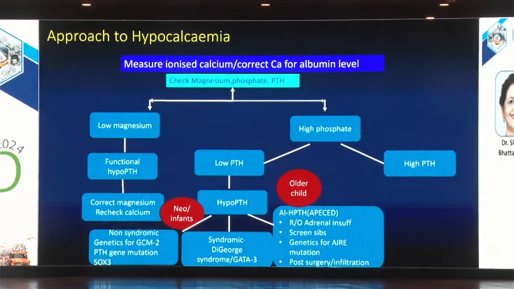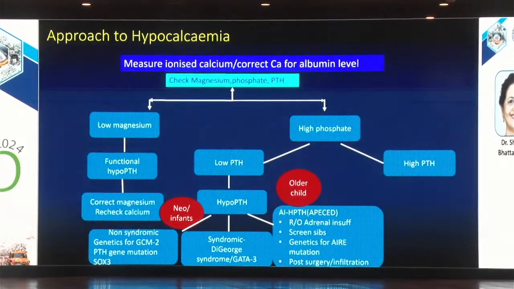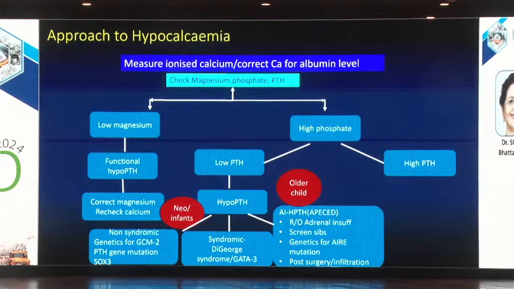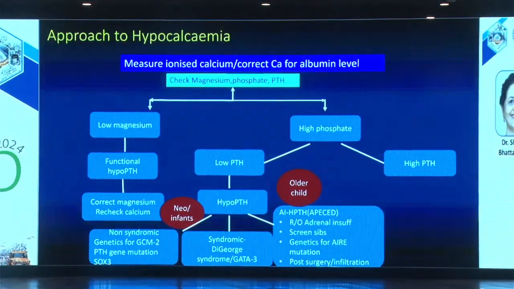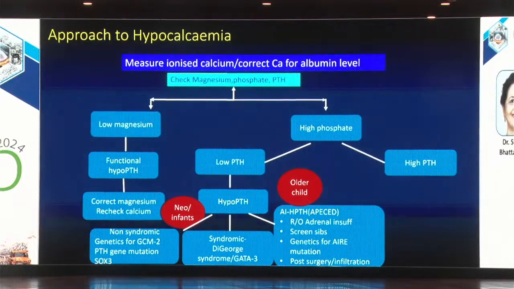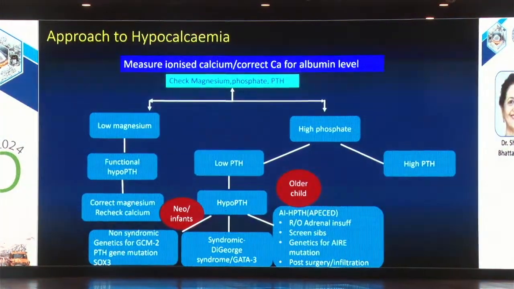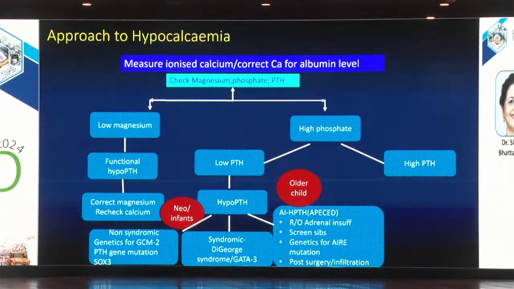If you see the same hypoparathyroid picture in an older child, then you will have to think of autoimmune hypoparathyroidism, APS1, or autoimmune polyendocrinopathy with candidiasis and ectodermal dysplasia. So in these children, you will have to rule out adrenal insufficiency and also screen the parents and siblings, if there is any problem. And if possible and facilities are there, do genetics to find if there is an AIRE mutation.